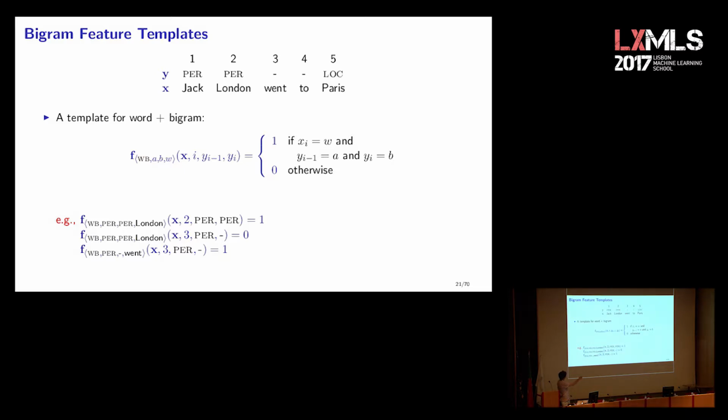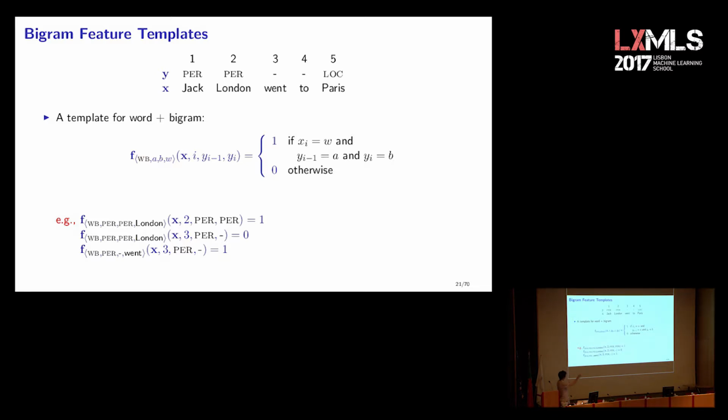So here I don't have person, person, London. I have person, nothing, went, okay? So this feature template evaluates to 0. And at position 3, I evaluate person, nothing, went. Person, nothing, went. So this says 1, okay? So this template here is capturing the fact that whenever you have went at position 3, and the previous label is person, okay? It's capturing this thing here.